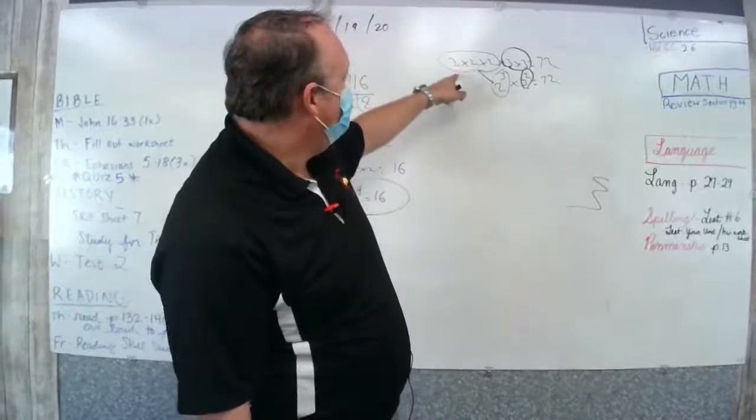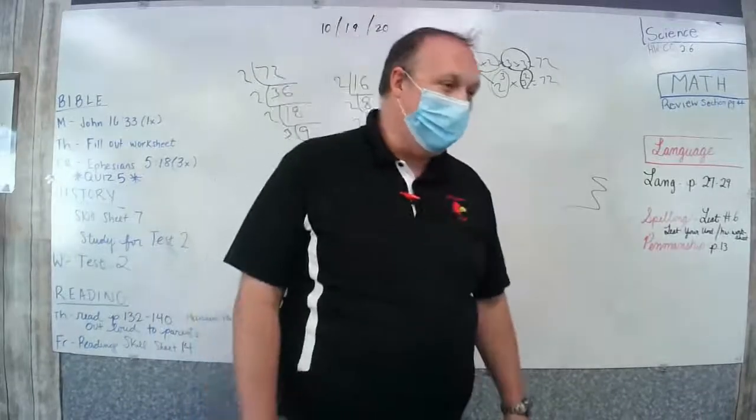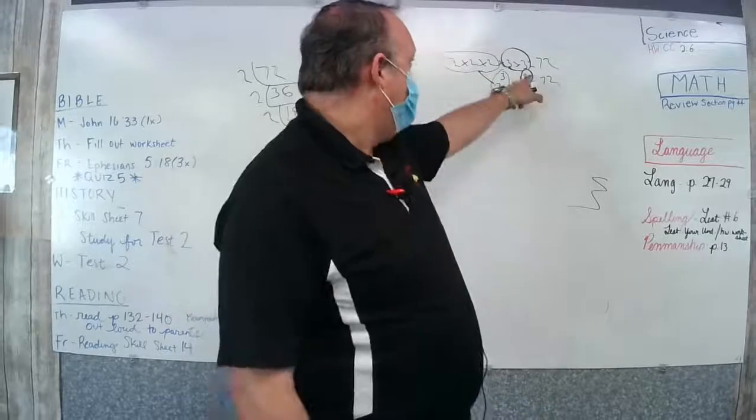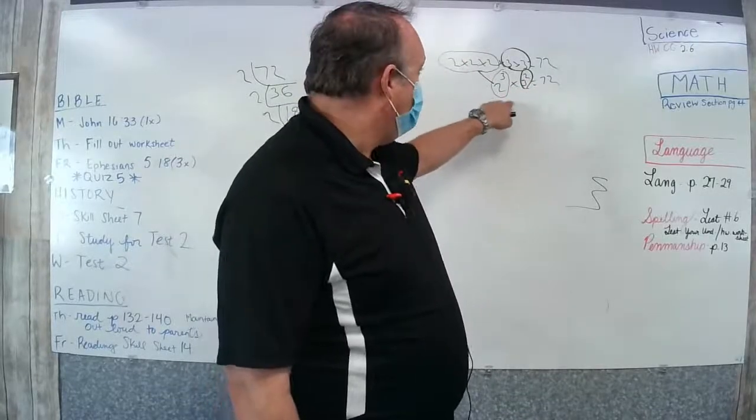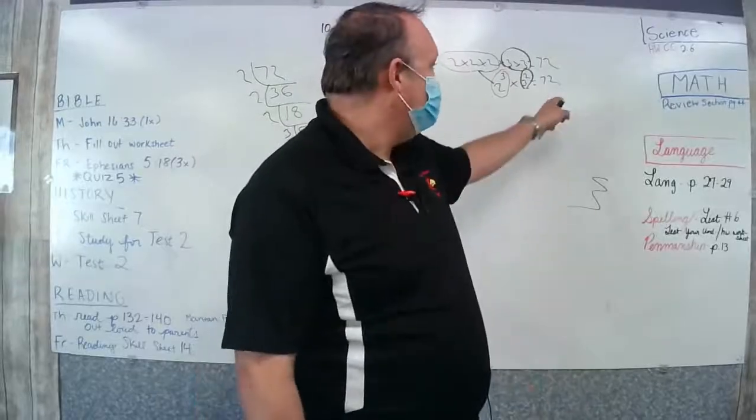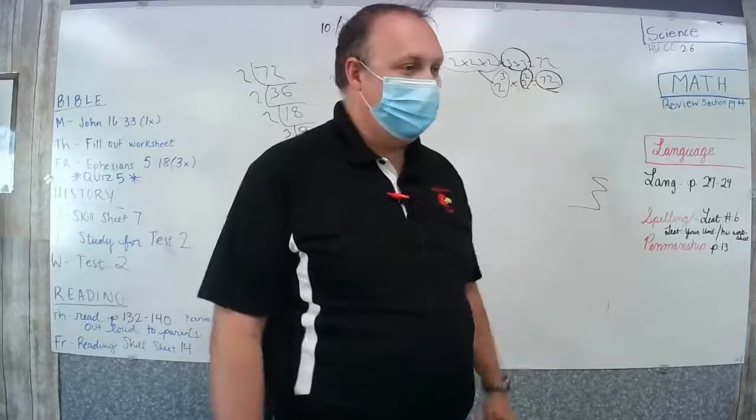So if I multiply 2 times 2 times 2, that's going to be 8. I have 3 times 3, that's going to be 9. So 8 times 9 is 72.